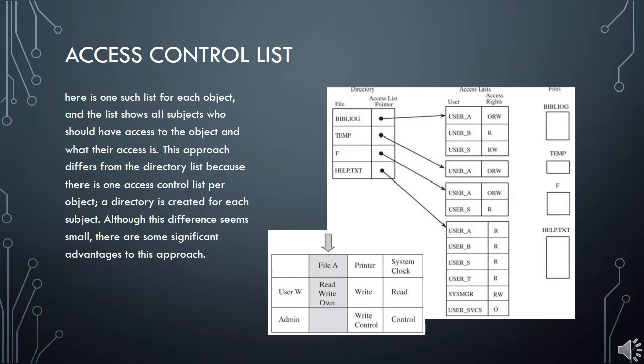This approach differs from the directory list because there is one access control list per object. A directory is created for each subject. Although this difference seems small, there are some significant advantages to this approach.